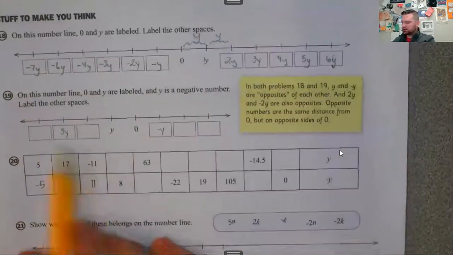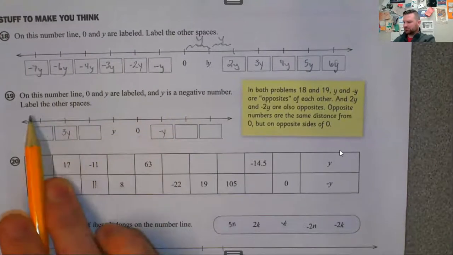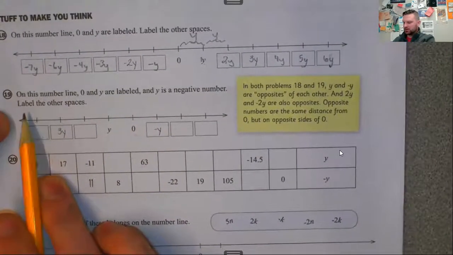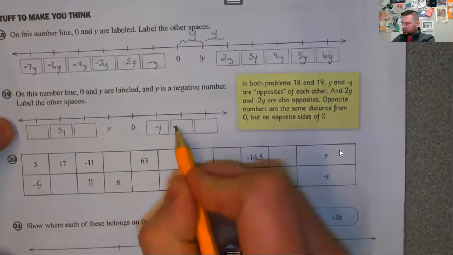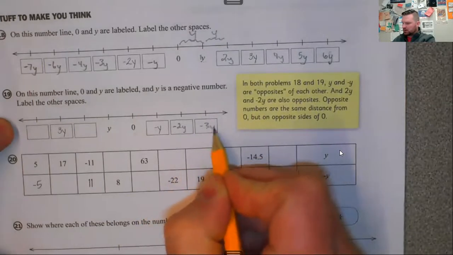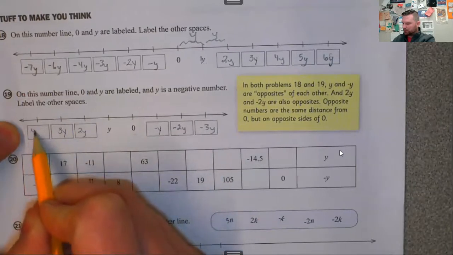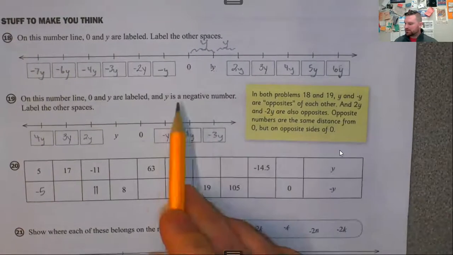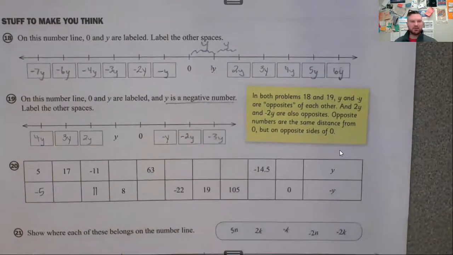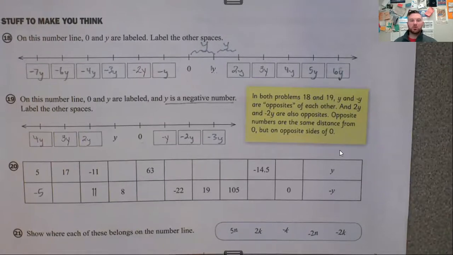On number 19, on this number line, 0 and y are labeled, and y is a negative number. Label the other spaces. So you have 0, negative y, negative 2y, negative 3y. Here you have 0y, 2y, 3y, 4y, which seems a little off, right? But it says that y is a negative number.